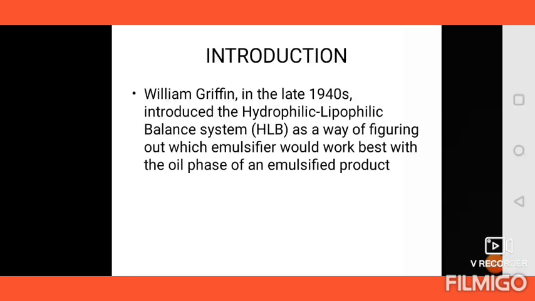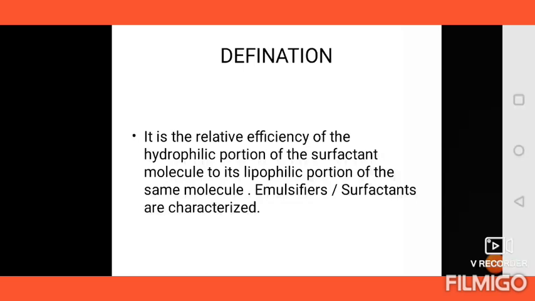William Griffin, in the late 1940s, introduced the hydrophilic lipophilic balance system as a way of figuring out which emulsifier would work best with the oil phase of an emulsified product. Definition: it is the relative efficiency of the hydrophilic portion of the surfactant molecule to the lipophilic portion of the same molecule. Emulsifier surfactants are characterized according to the balance between the hydrophilic, meaning water loving, and the lipophilic, meaning oil loving, portions of their molecules.